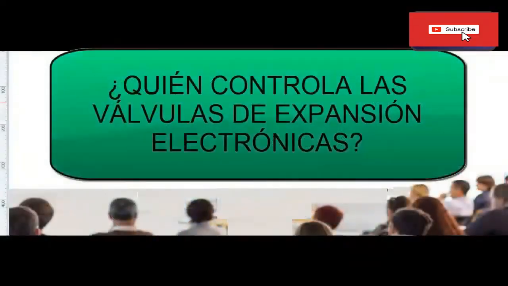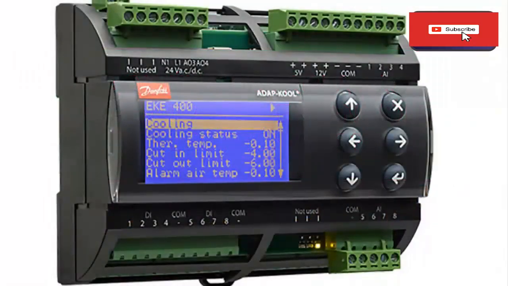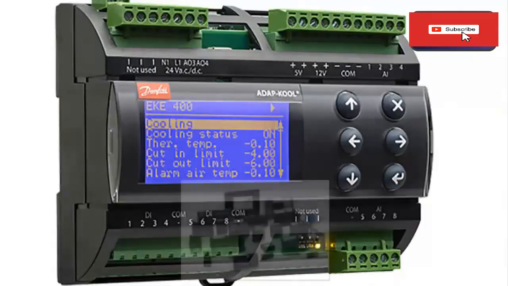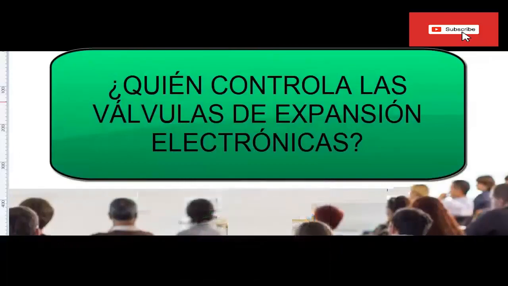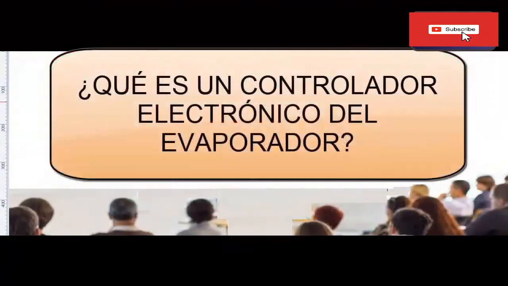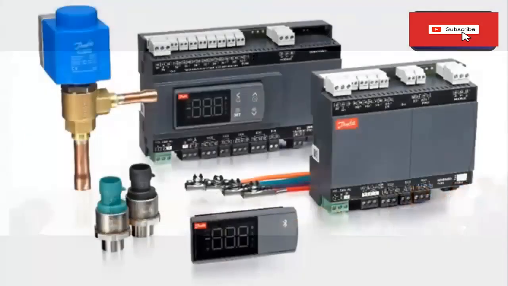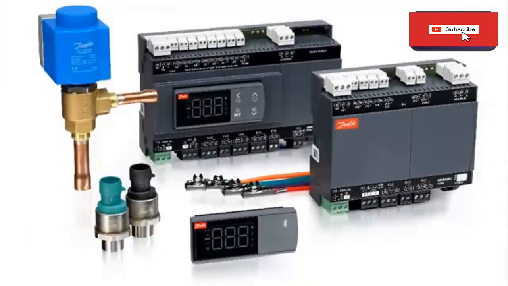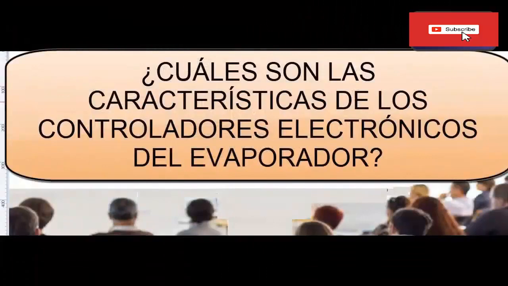In order for any electronic expansion valve to regulate, a controller or electronic system is required, which measures, through sensors, the evaporation pressure and the evaporator outlet temperature. What is an electronic evaporator controller? The electronic controllers for the evaporator, with their corresponding valves, are complete control systems for refrigeration applications and rooms in the commercial refrigeration sector. We can list the main features of the electronic evaporator controller as follows.